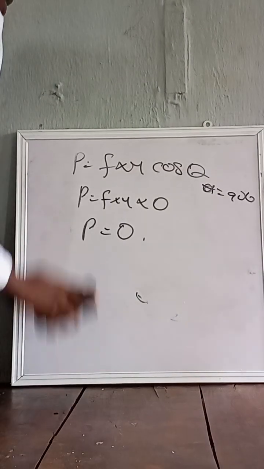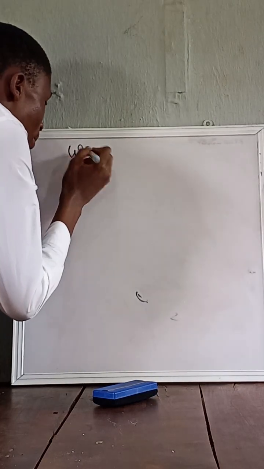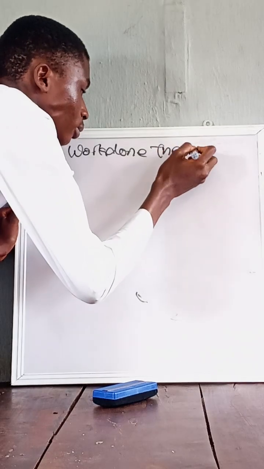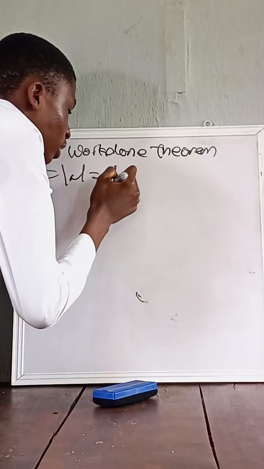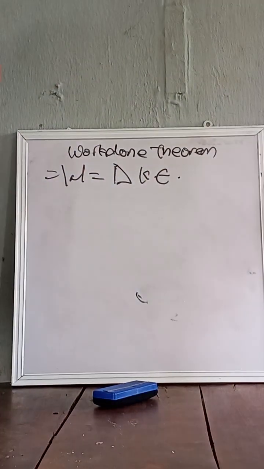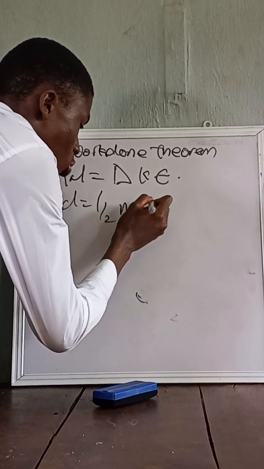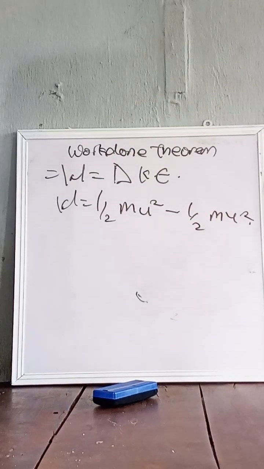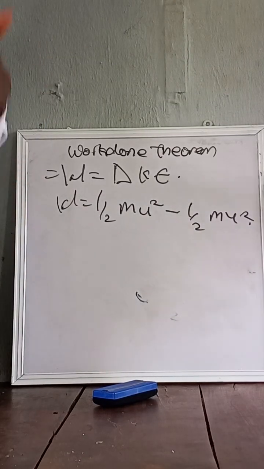Whereby my work done theorem states that my W is equal to the change in kinetic energy of the body in motion. So I can say my W will now be equal to half mu squared minus half mv squared, where u and v are the initial and final velocity respectively.